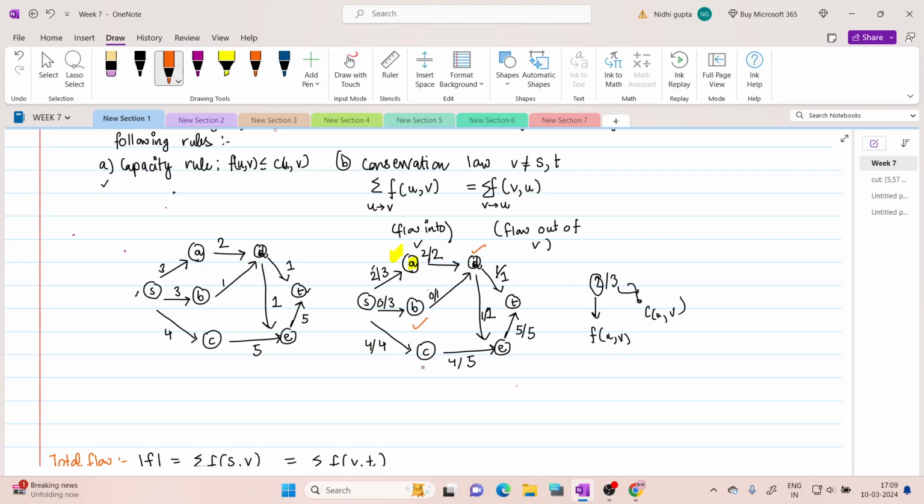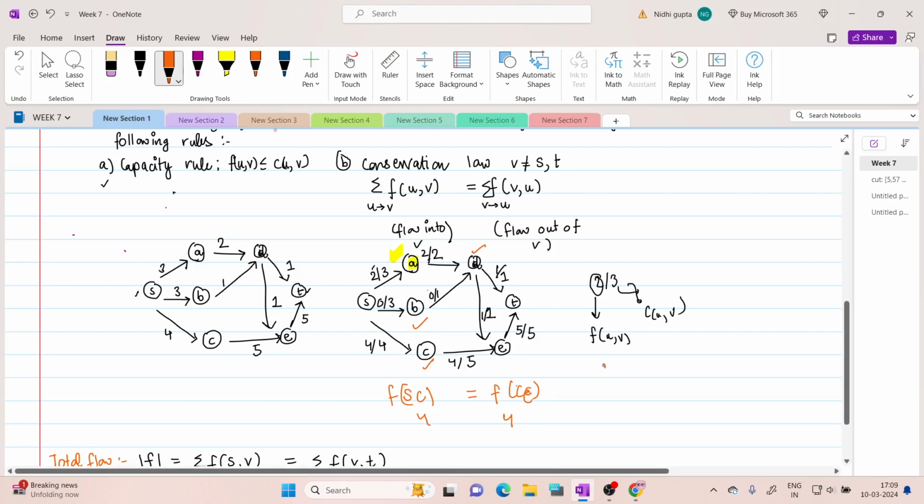For C also it is satisfied, because for C we have to look at FSC, and there it is FCE. So 4 is equal to 4. And for E, is it satisfied? For E, the inflow is FDE plus FCE, which is 4 plus 1, and the outflow is ET, which is 5. So we see that properties A and B are satisfied, therefore it is indeed a flow.